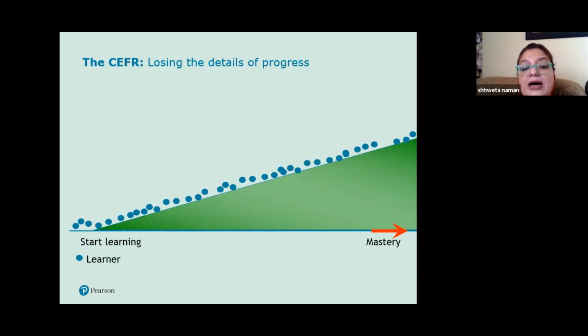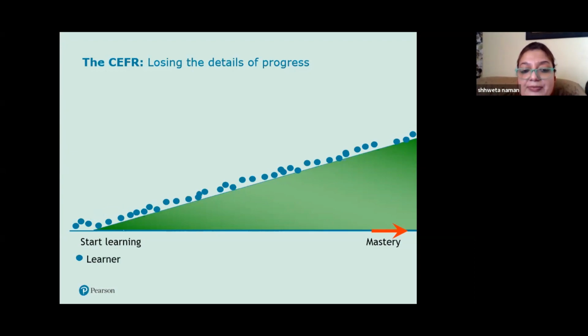So the path is losing the details. If it is such a broad level, I don't know whether I'm at B1 level today or B2 level today, and when do I reach B2 level? There is no definite description of B1 and B2 levels, so that I can say my learner is at B2 level and has reached the C1 level. I cannot say that. So that is the problem here.